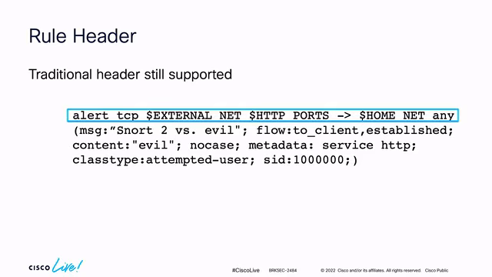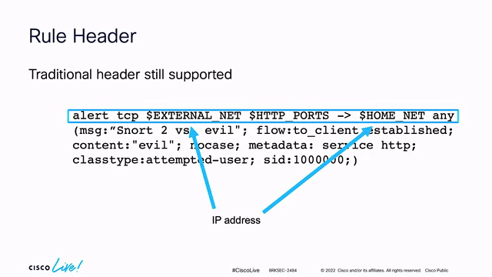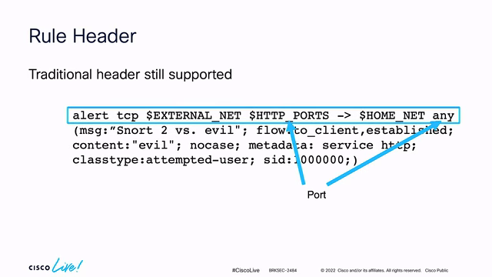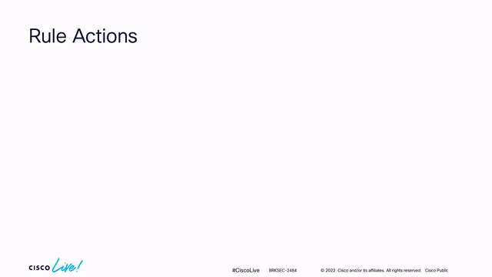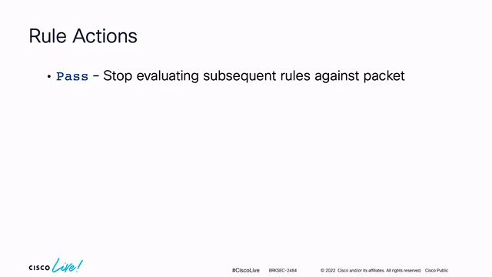Traditional headers are still supported. We have the protocol, the source IP, destination IP, source port, destination port. That's great. You can still write your rule header like that, but you can also write it like this: alert http. Pretty cool. Now, you may want to put those IPs in there, but a lot of times you really don't need the IPs. I just need a rule for HTTP. Yeah, that's all. I can't talk more about that.